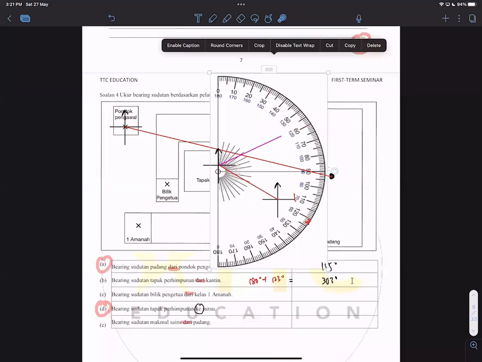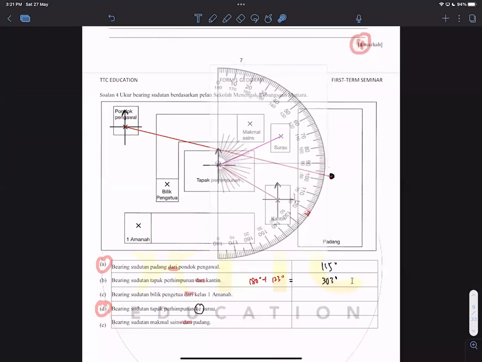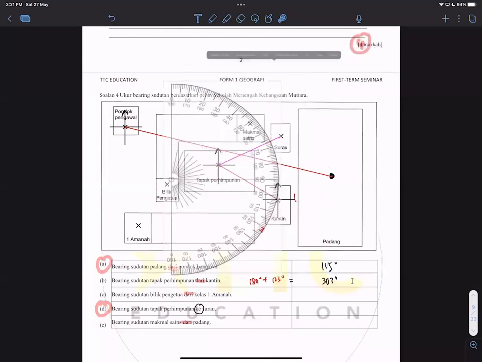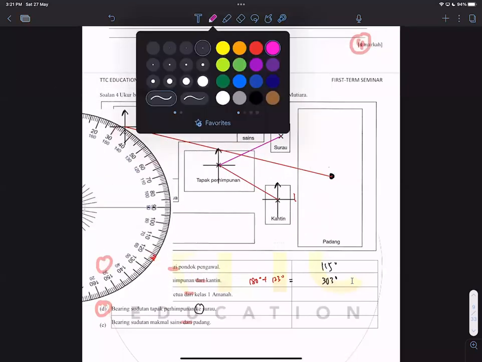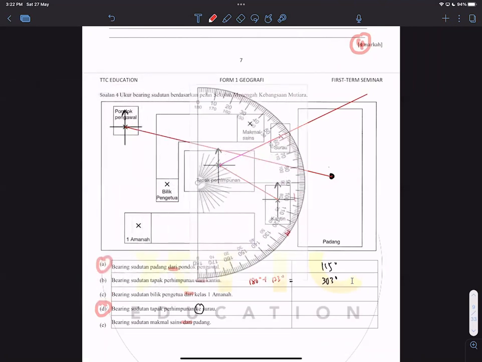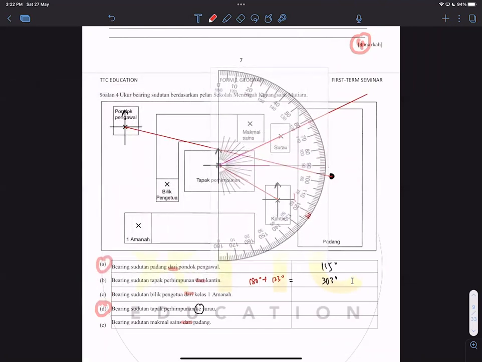You guys notice? The stupid iPad keeps having to auto align. Okay, yes, you guys try to extend out the lining so that it is a straight line. Wait, yes, try to extend out so that your jangka sudut can still measure outside the line.